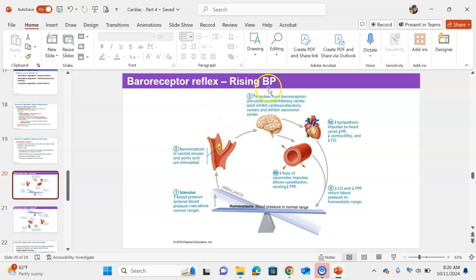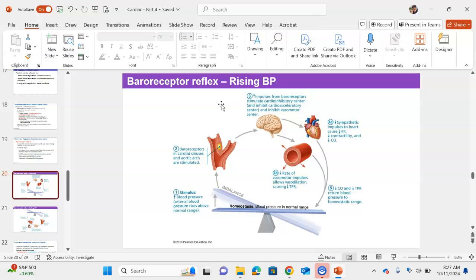They get excited. They start sending more impulses to the brain. So an increased number of impulses from the baroreceptors are going to stimulate the cardiac control centers in the brain, which we've already talked about. So look at what happens as a result of this stimulation coming from the baroreceptors. I want you to focus on three parts here up in this one little area. Number one, it stimulates the cardioinhibitory center. Number two, it inhibits the cardioacceleratory center. And number three, it inhibits the vasomotor center.